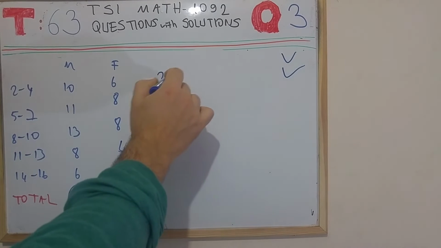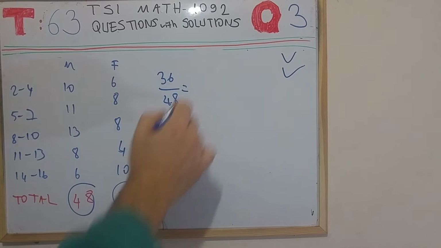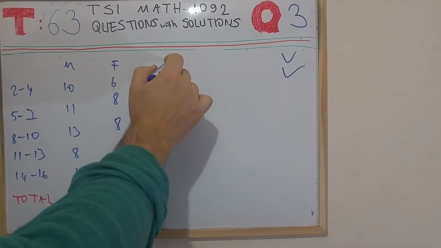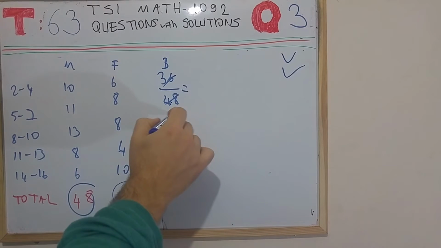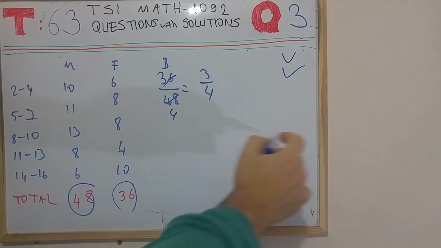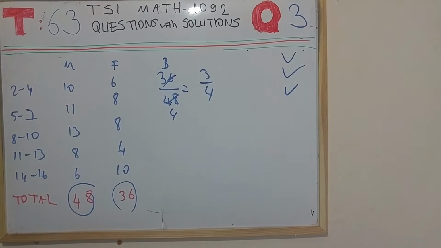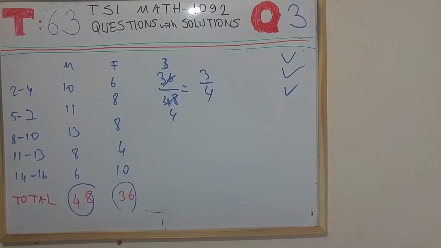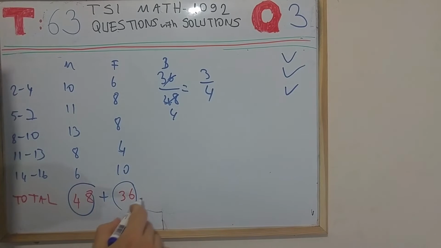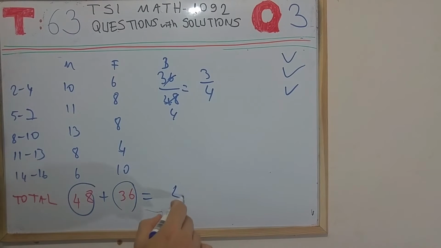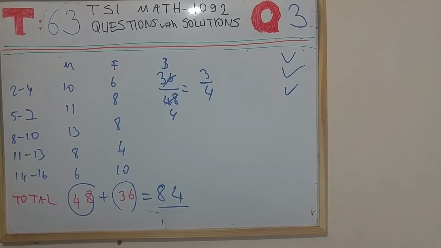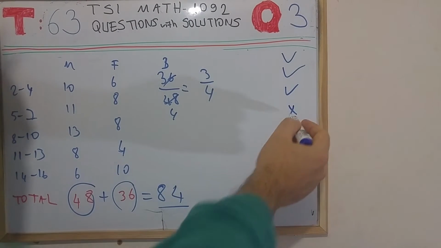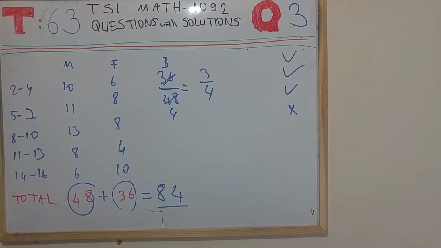Late-coming females is 36, and late-coming males is 48. When we simplify by 12, this is going to be 3, and this is going to be 4. So the ratio is 3 over 4. Yes, that's correct too. The company has 84 employees in total. When we sum these two numbers up, what we have is 48 and 36. Yes, we have 84. But this 84 is not the number of employees in the company. This number is only the number of latecomers. So choice D is incorrect.